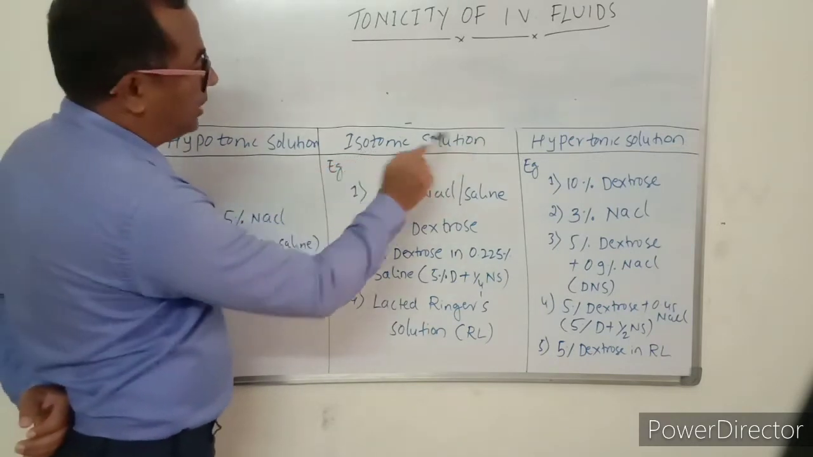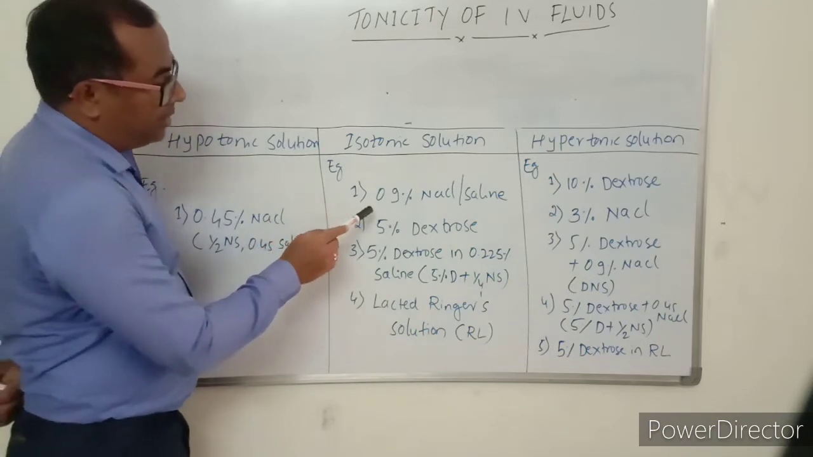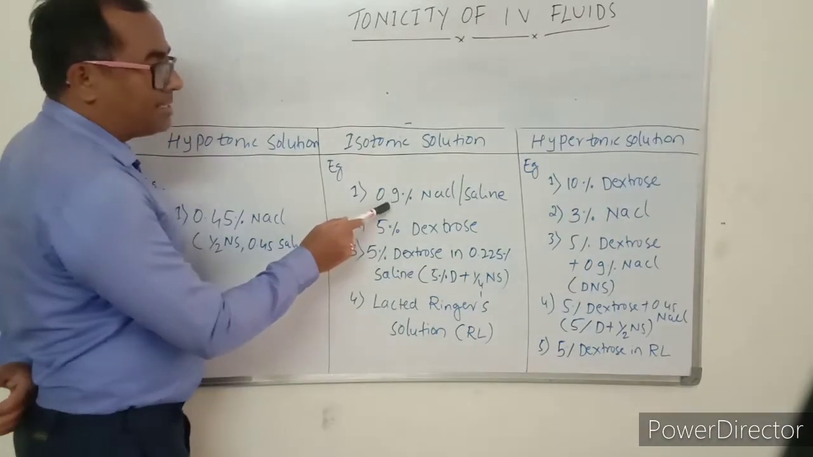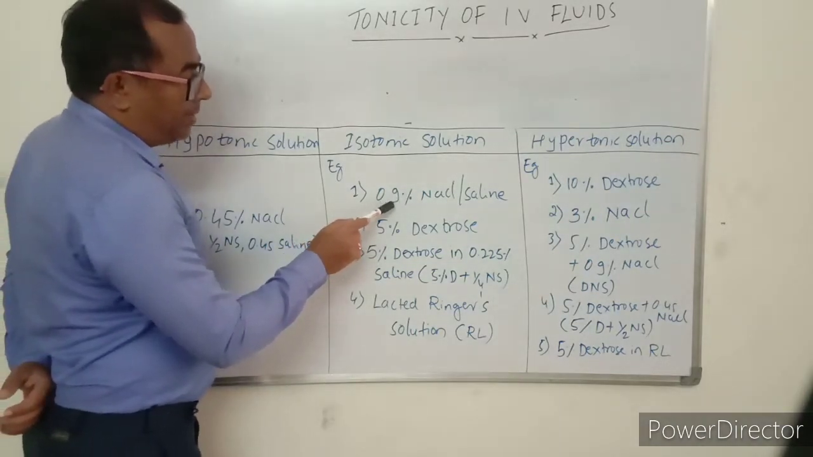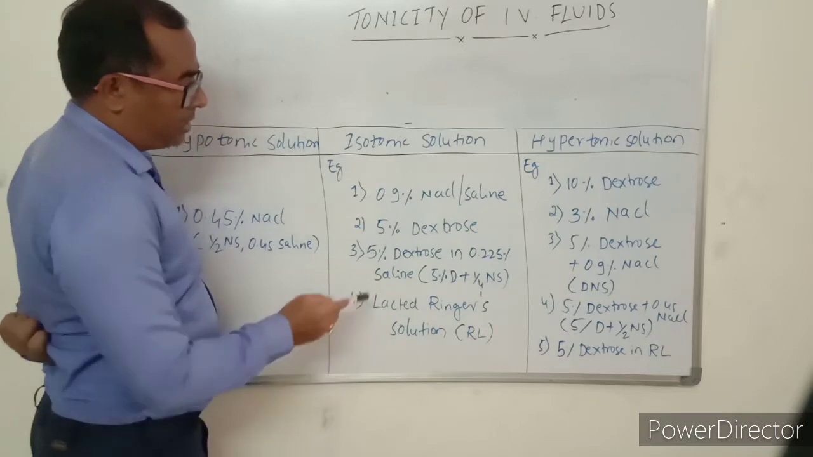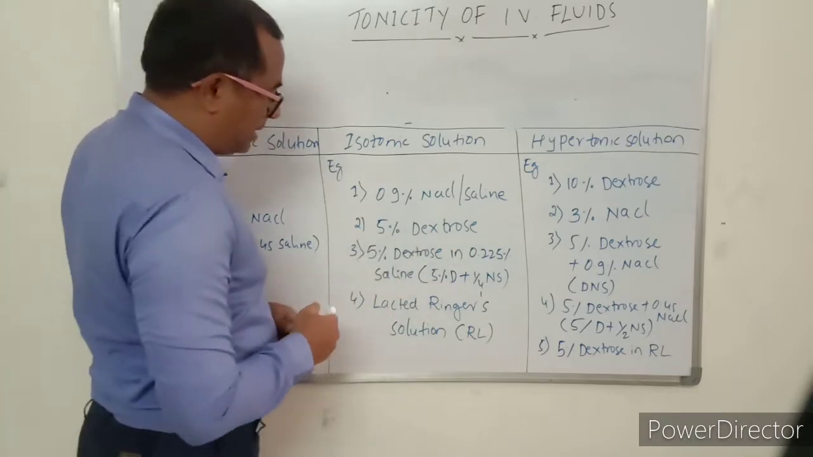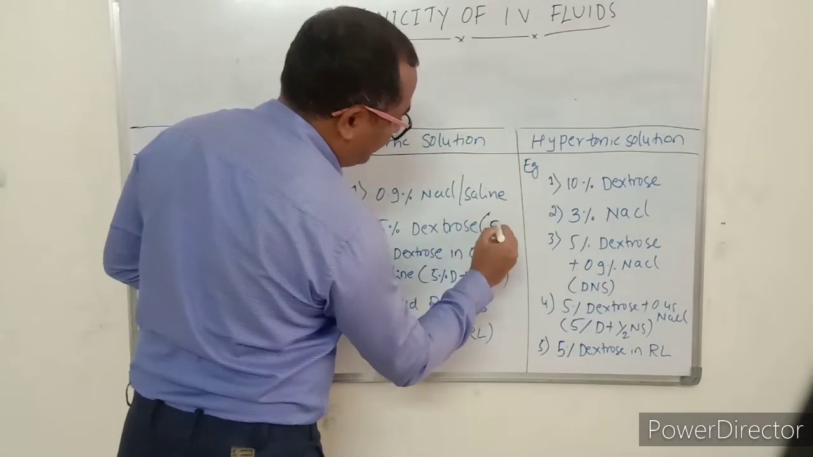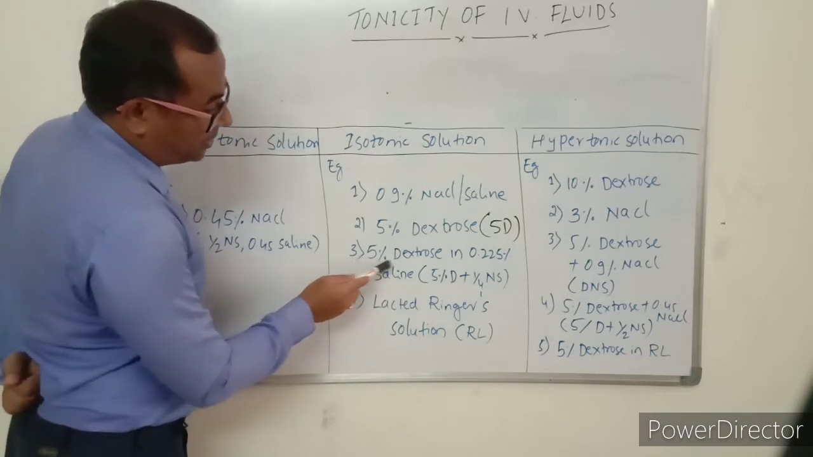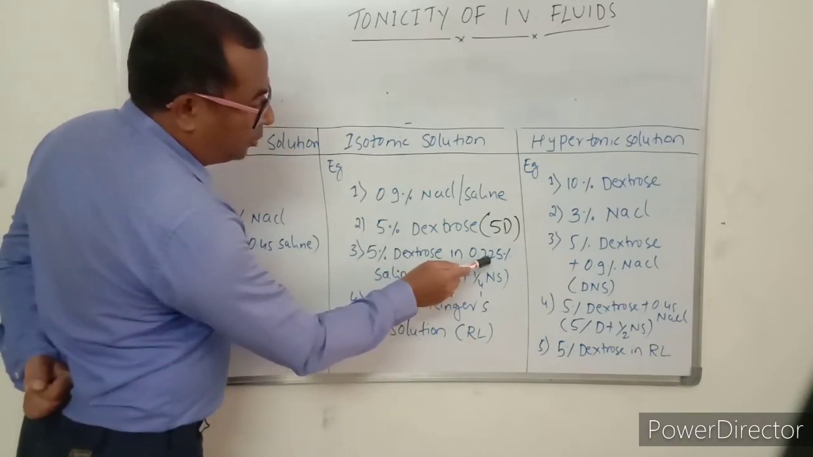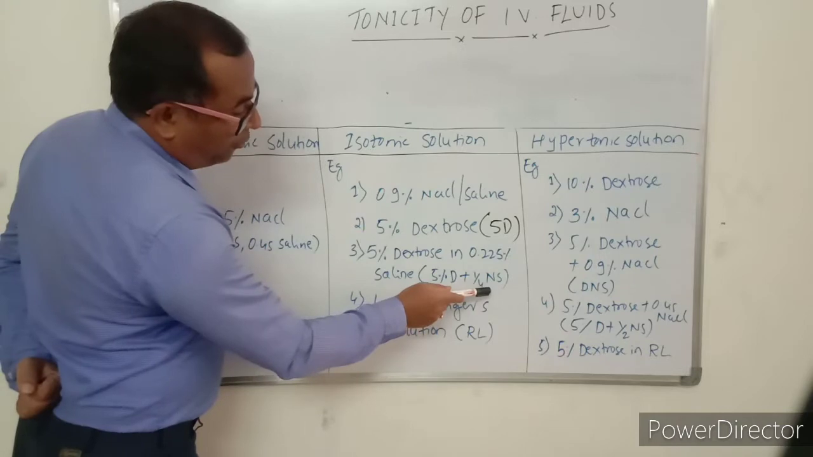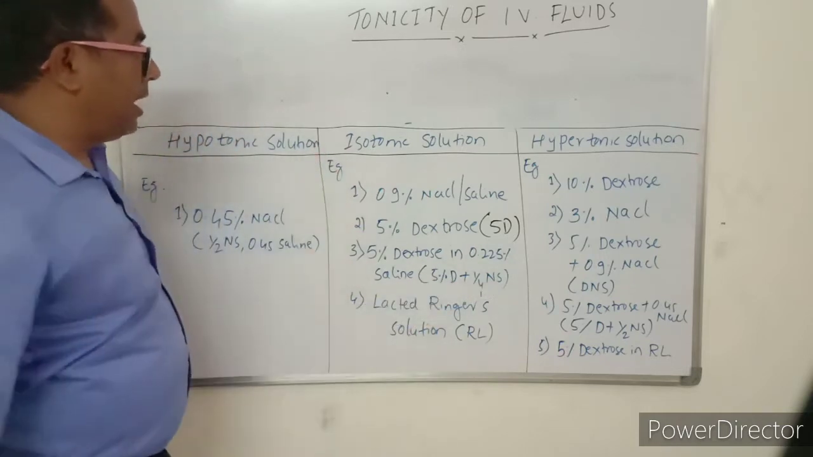Next we will see the isotonic solution. The examples are 0.9% NaCl or saline, which is nothing but normal saline. Every 100 ml contains 0.9 gram of sodium chloride. Next one is 5% dextrose, known as 5D. The third example for isotonic solution is 5% dextrose in 0.225% saline, that is 5% dextrose plus 1/4 NS.